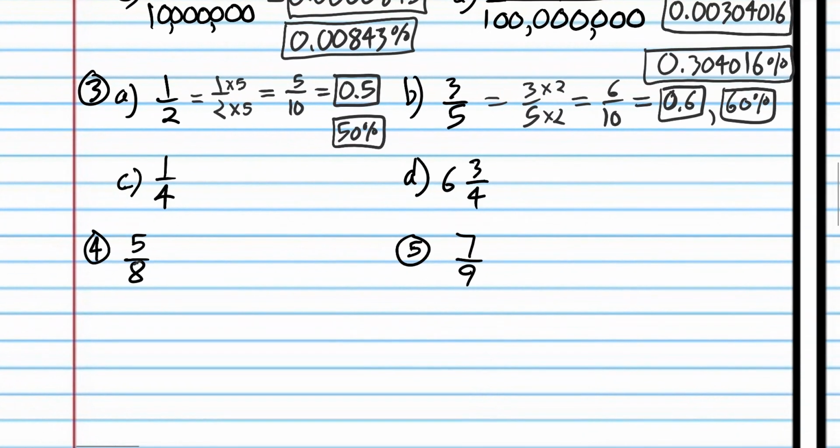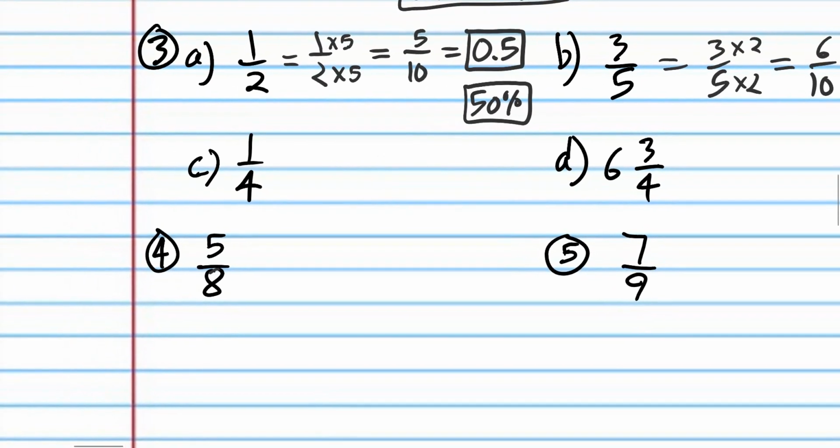All right, part C is going to be a little bit more difficult because we're going to have to multiply by something big to get to a power of 10. We cannot multiply 4 by anything to get to 10. So we have to go to the next power of 10. The next power of 10 after 10 itself is 100. And then the next power after that would be 1,000, and so on and so forth. So we can get to 100. But we're going to have to multiply by something big.